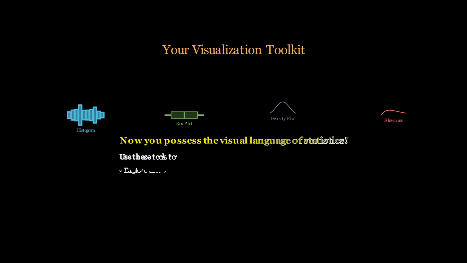Now you possess the complete visual language of statistics. Your toolkit contains histograms for revealing distribution shape, box plots for comparing groups and identifying outliers, density plots for elegant overlays, and skewness detection for guiding analysis choices. Use these tools to explore data before formal analysis. Visualization often reveals issues that would invalidate statistical tests.